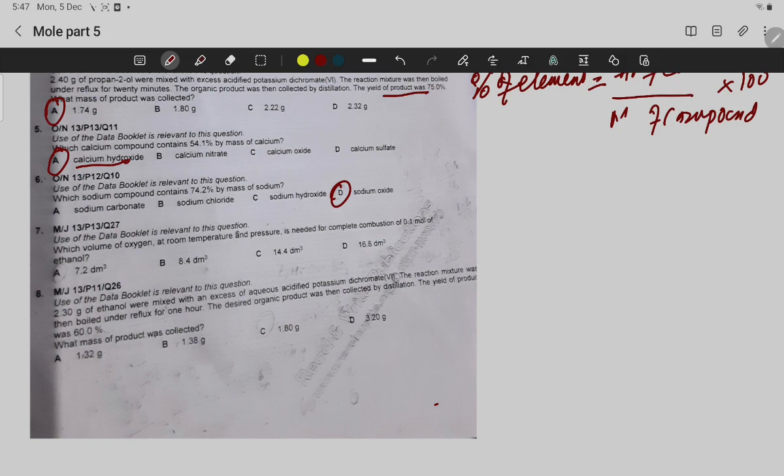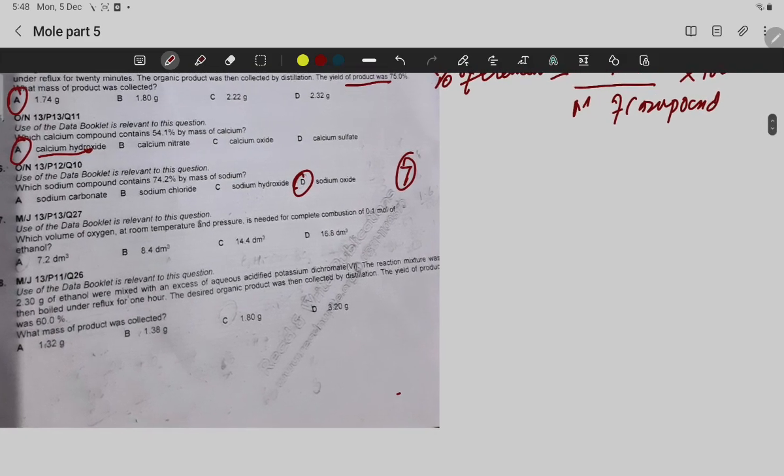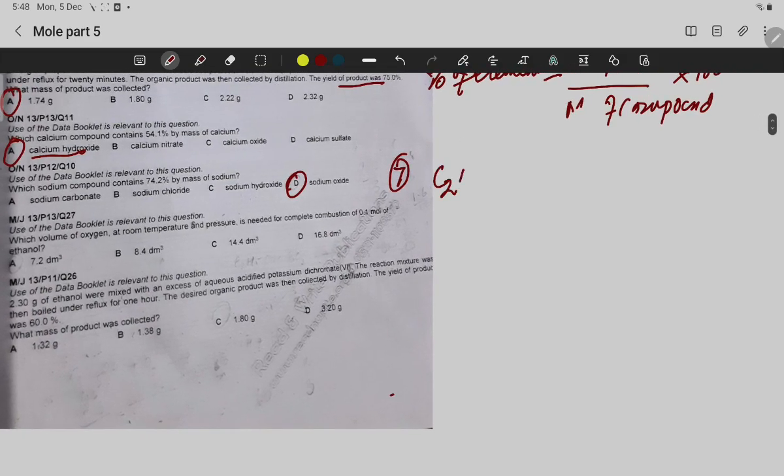Which volume of oxygen at room temperature and pressure is needed for complete combustion of... okay, first write down the chemical equation. Question number 7. The chemical equation for this reaction: ethanol, C2H5OH, plus oxygen to form carbon dioxide and water. Balancing it, we need 3 moles of oxygen.